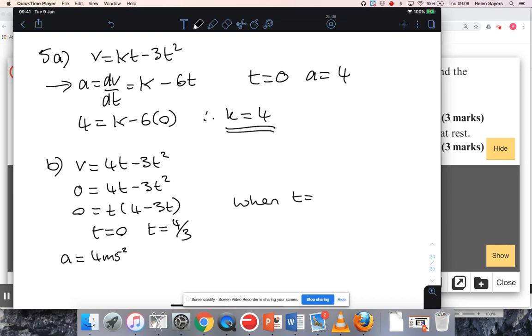So when t is 4/3, I know that a is 4 minus 6t, so a will be 4 minus 6 times 4/3, so that is going to be 4 minus 8, so that is going to be minus 4 meters a second squared. And give that answer as minus 4 meters a second squared. It is the same as the deceleration of 4 meters a second squared, but let's not overcomplicate things.